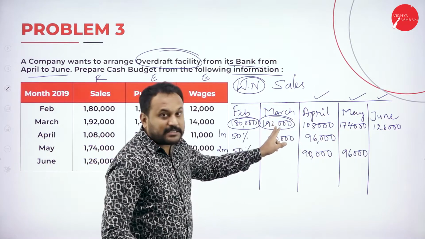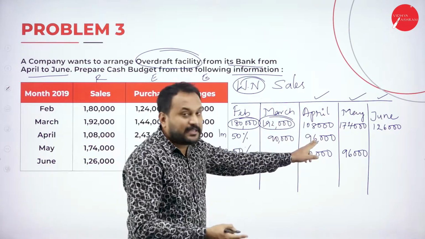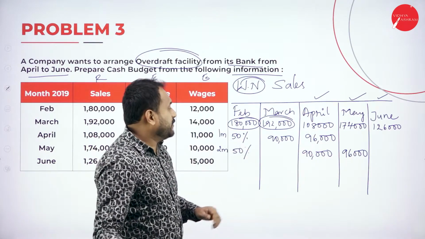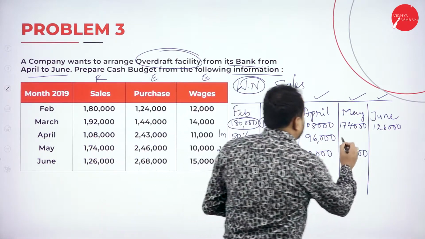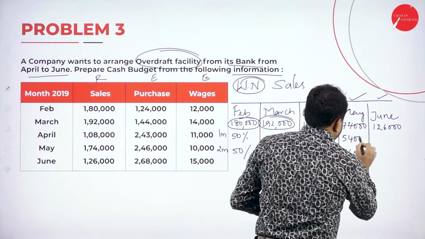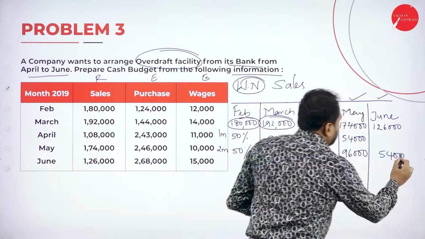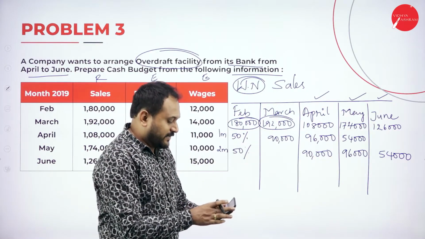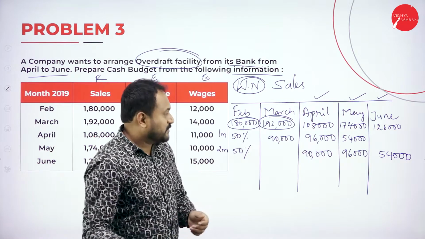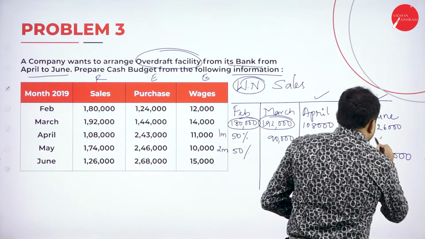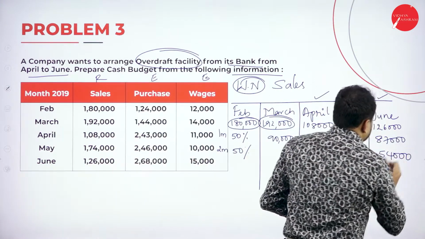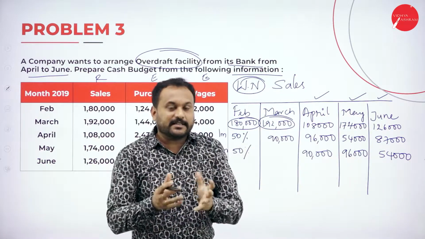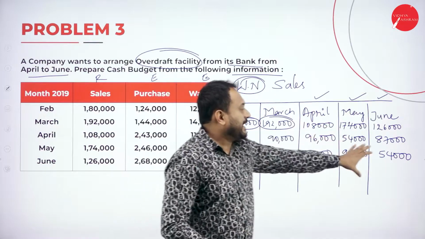Sales has happened in March. I'll get in the next month and its next month. Done. Next I'll go with April. 108. 108 divided by 2 is 54. So I'll get here 54,000. And here also I'll get 54,000. Next 174 is there. So 174 divided by 2, so 87 and 87. So here I'll get 87,000. And in the month of July, I'll get 87,000, but I'll not write it. The reason is I just want April, May and June to calculate.